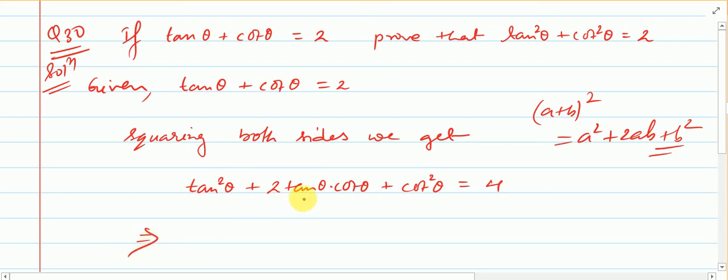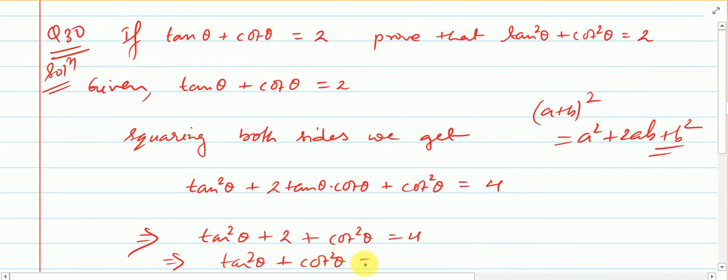Now you know that tan theta and cot theta they are reciprocal, so when they are multiplied it will be simply 1. Okay, so we get tan square theta plus 2 into 1. Okay, so I'll write simply 2 plus cot square theta is equal to 4. Now this 2 goes that side, so you get tan square theta plus cot square theta is equal to 4 minus 2, so you get 2. Okay, so it's proved.